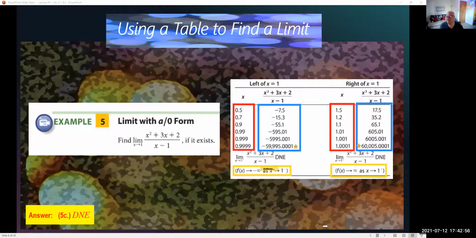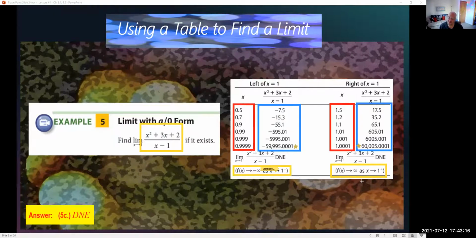When it comes to doing something like this, if you plug in 1 into this function right here, you're going to get a number on the top. Specifically, the number you will get is 6, actually. And on the bottom, you're going to get 0. You're going to have the indeterminate form 6 over 0, which represents the form a over 0, meaning the top is not 0, but the bottom is 0.